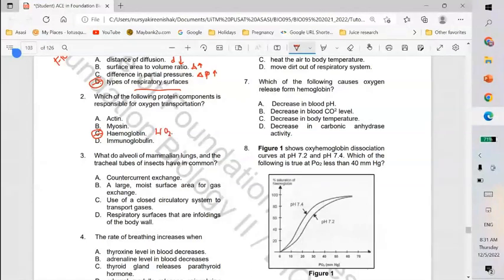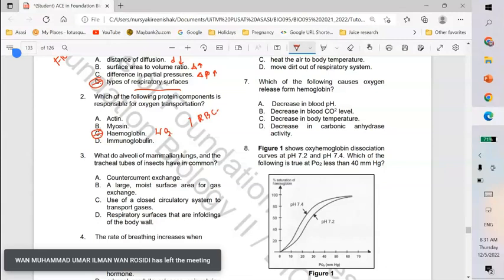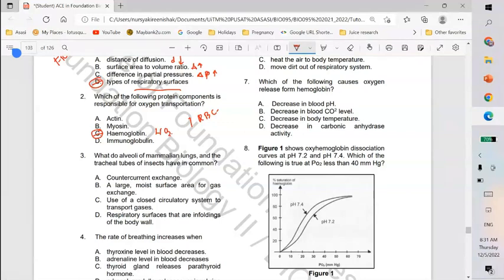So one red blood cell can carry how many oxygen molecules? Four? One red blood cell usually has many hemoglobins. So inside one red blood cell, there are millions, no, 250,000, if I'm not mistaken. So there is a lot of hemoglobin inside one red blood cell.